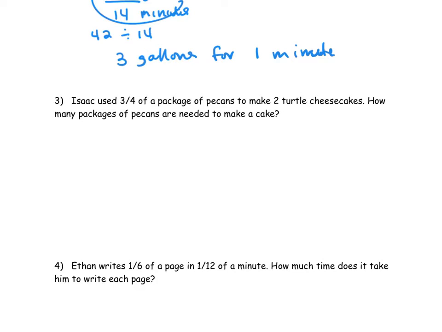So we're going to start by looking at the information that they've given us. So we have 3/4 packages of pecans to make 2 turtle cheesecakes. So we're going to start with our 3/4 packages of pecans. So I'm going to abbreviate package, and I'm going to put pecans. Now here's where it's going to look very odd. Now I need my ratio bar because I'm comparing it to turtle cheesecakes, and I'm just going to abbreviate cakes.